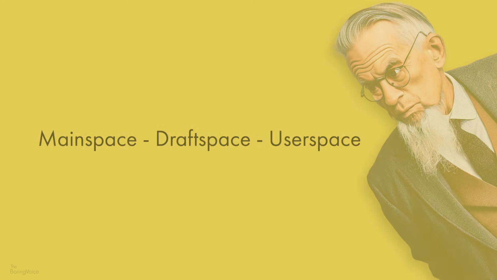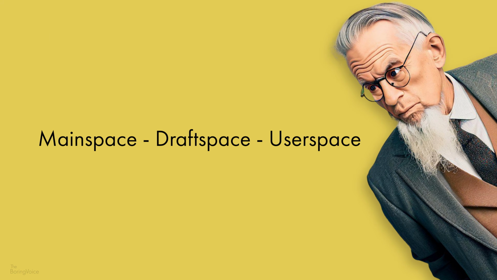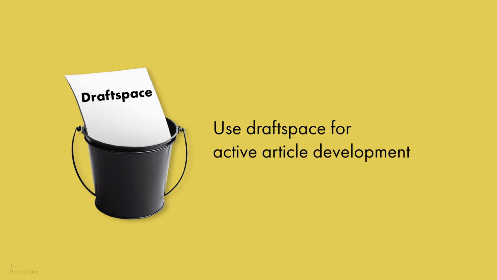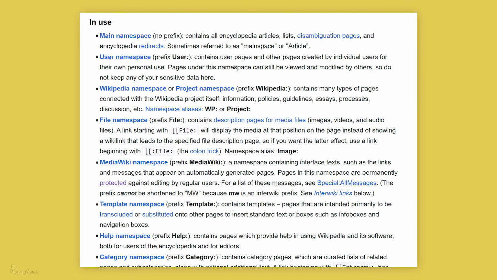Whichever namespace you use to make the new page, the same article policies apply. An article made directly in Namespace needs to be ready for general reading and as complete as possible when published. Using draftspace is the best place to work on writing an article over multiple sessions. I recommend reading about the different namespaces to learn more about them.